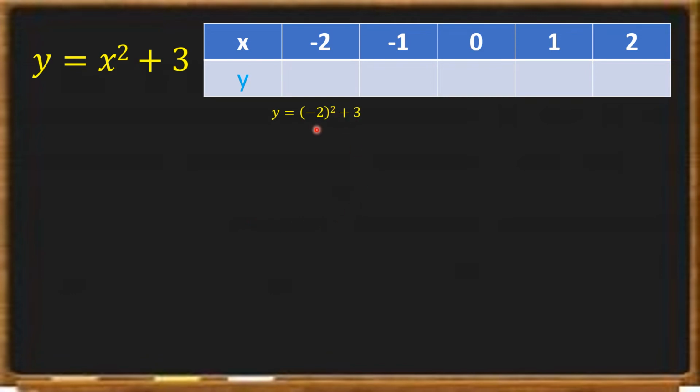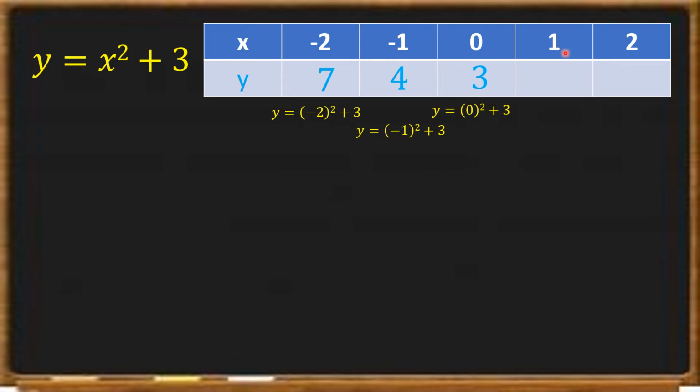So, y is equal to negative 2 squared plus 3. What is negative 2 squared? It's positive 4, plus 3, it's 7. Okay, for negative 1, we have y is equal to negative 1 squared plus 3. What is negative 1 squared? It's positive 1, plus 3, so you come up with 4. For the third value of x, y is equal to 0 squared plus 3. What is 0 times 0? It is still 0, plus 3, so you have a value of y which is 3.